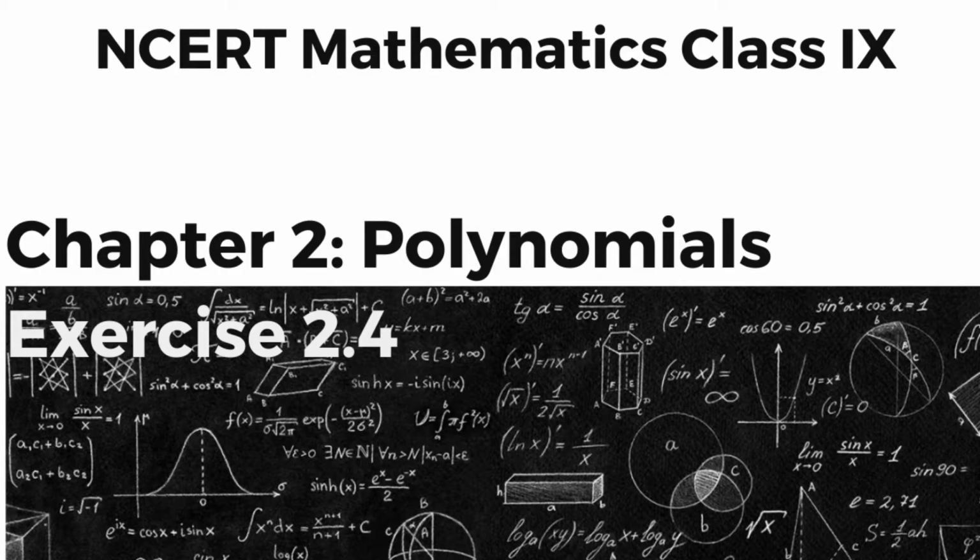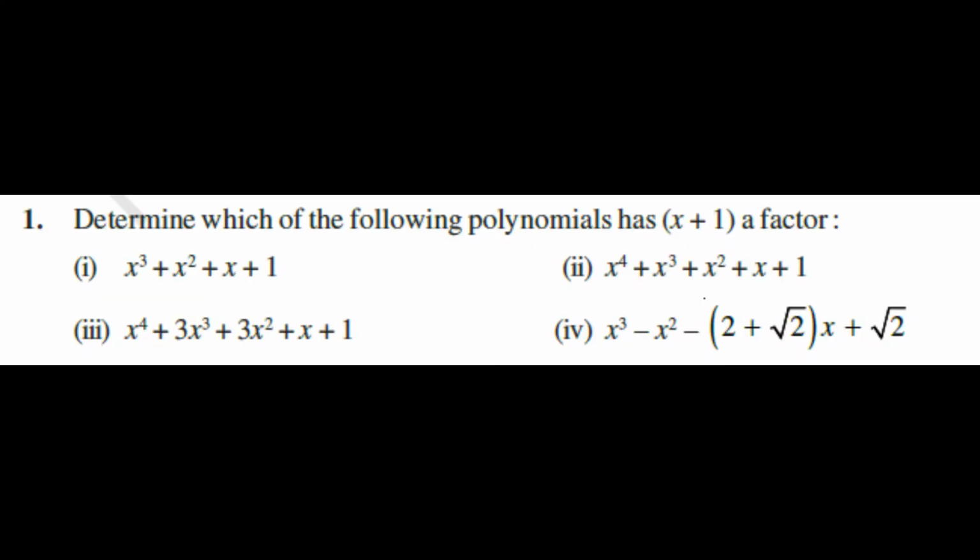Everyone. Today we're going to be doing exercise 2.4 of chapter Polynomials in NCERT Class 9 Mathematics. So let's get right to it. Question number 1 of the exercise is asking us to determine which of the following polynomials has x plus 1 as a factor.